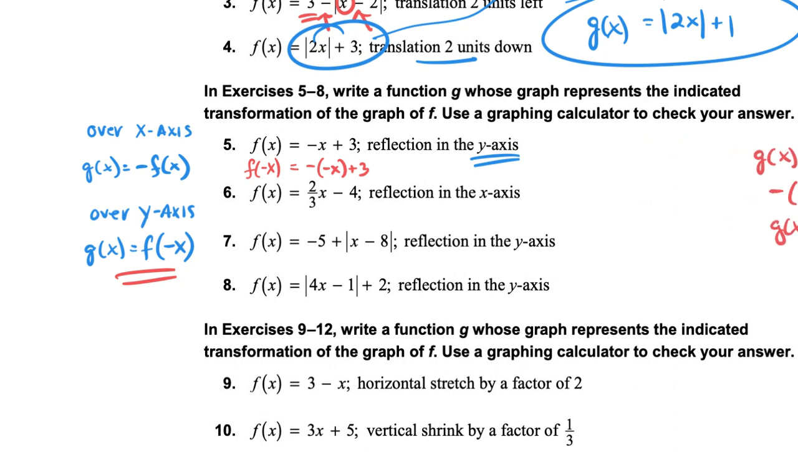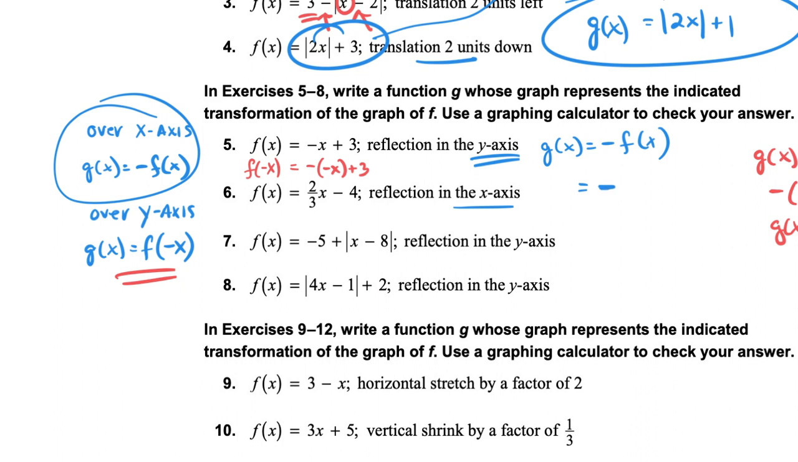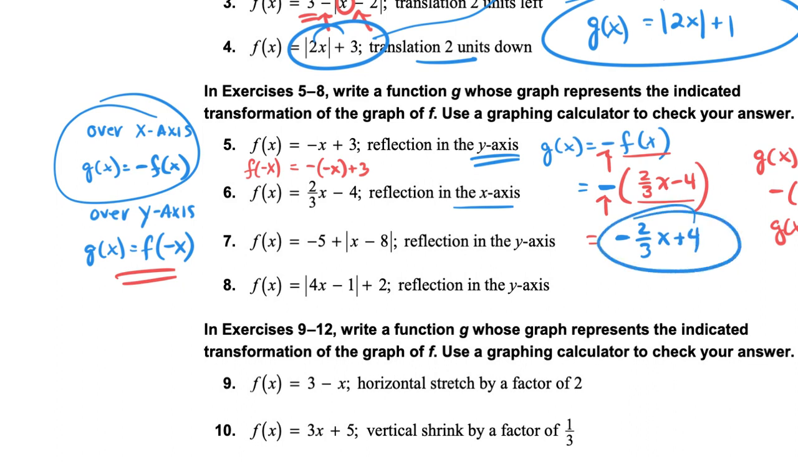All right, let's take a look at 6 here. 6 now we're doing over the x-axis. So that's this one. G of x equals the opposite of f of x. I just put a negative in front. I repeat my negative sign, and then I replace f of x with what it actually is. I want the opposite of the function. And I can distribute that negative sign. It becomes negative 2/3 x plus 4. And there's my answer.